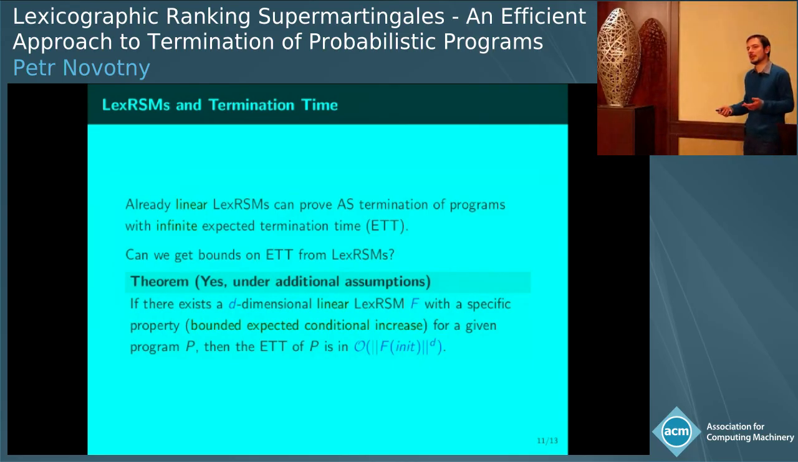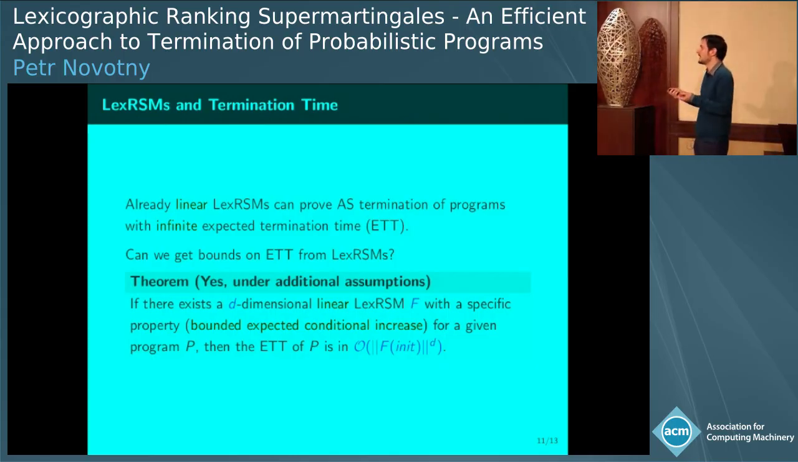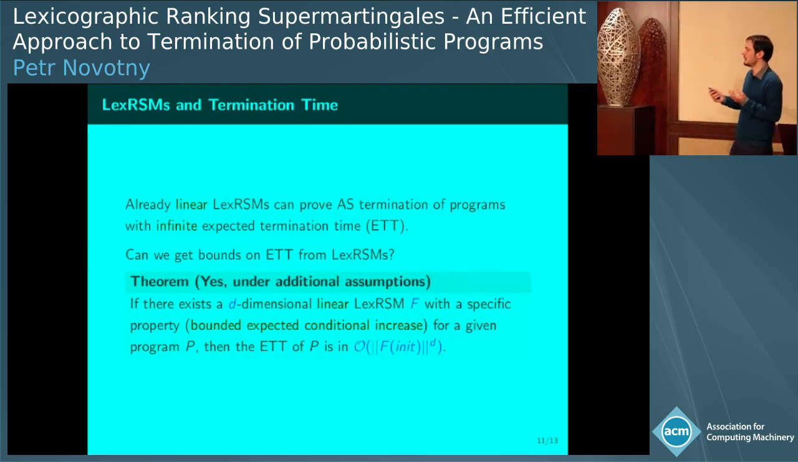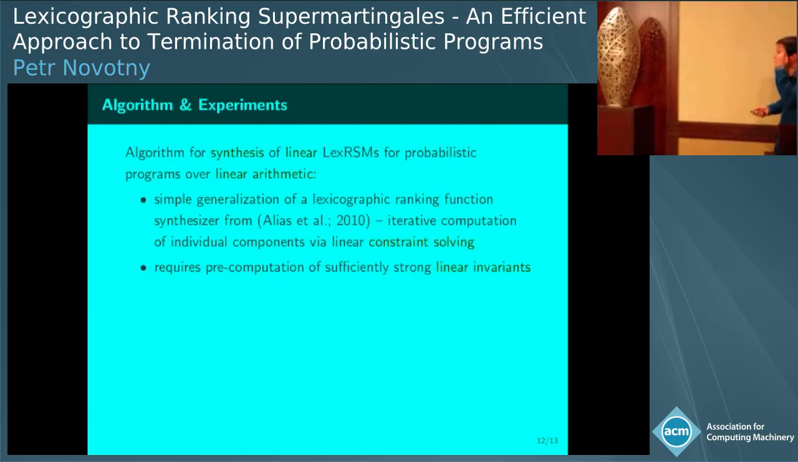We basically require that whenever a step of execution is expected to increase a certain component of the function, then this expectation of the increase must be bounded by something which is independent of current variable values. So this is basically something that would be very easy to prove in a classical setting, but again, for probabilistic programs, we need to do a bit more involved computations.